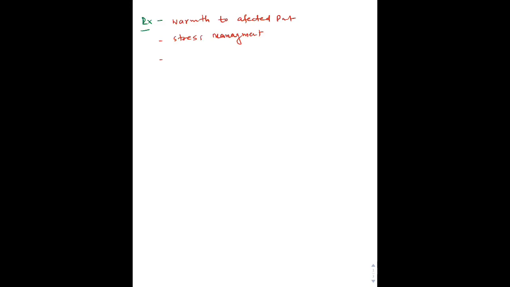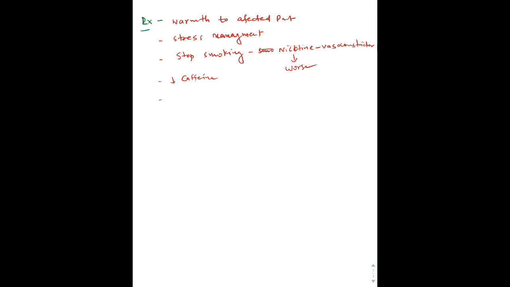Then after, if the person is smoking, then he should stop smoking. There is a reason behind it, and that is, in smoking there is nicotine, which is a vasoconstrictor. So this nicotine will worsen the condition. That's why the patient should stop smoking. The patient should also avoid the ingestion of caffeine, because caffeine is also a vasoconstrictor.